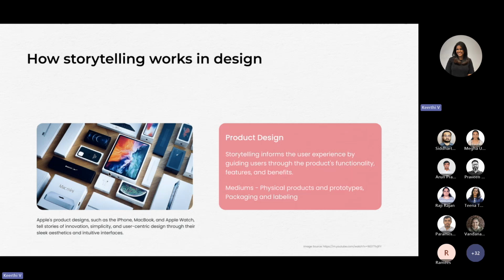So there are a lot of brands we go to just because of the product they give us. And through product, that is how they create an impact on the user.